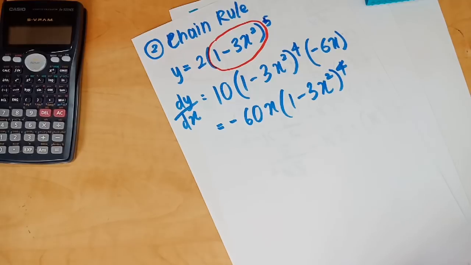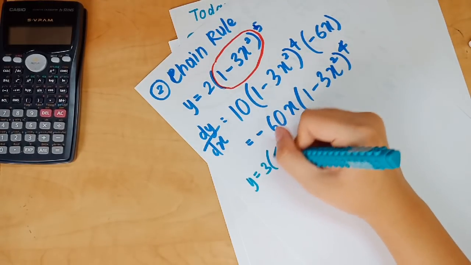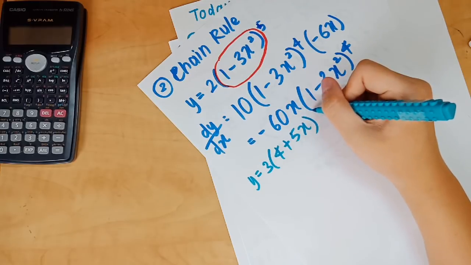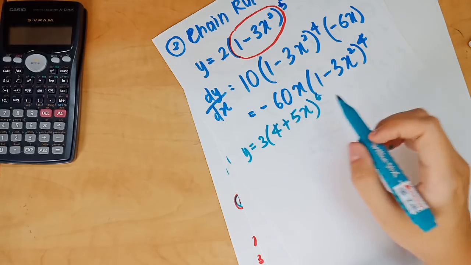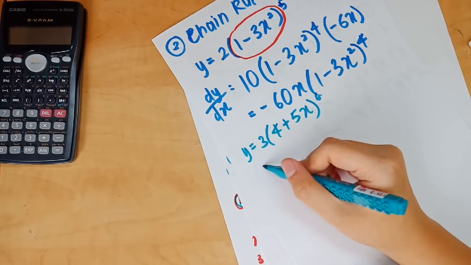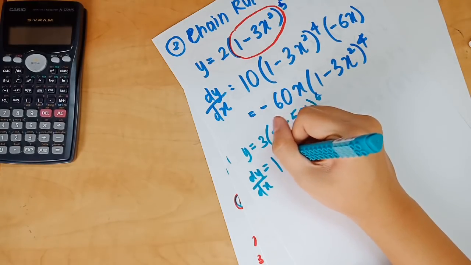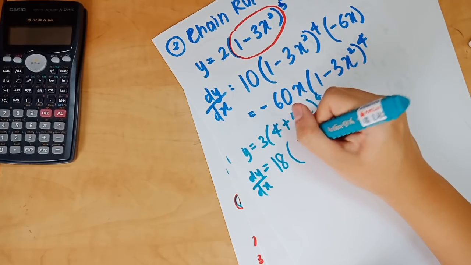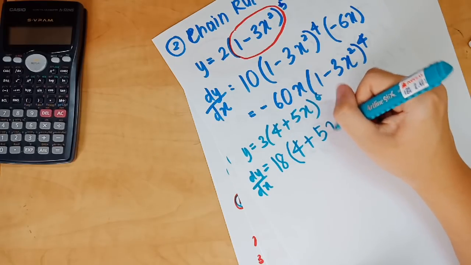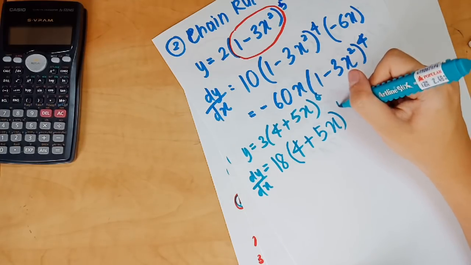Now I'll give you another example of the chain rule. Another question. y equals to 3 bracket 4 plus 5x to the power of 6. So it's the same thing again. 6 multiplied by the power. You multiply the power by the number in front. So dy dx equals to 18. And the ones in the bracket, you have to maintain it. So you have 4 plus 5x. And you have to decrease the power by 1. So here is 6. You have to minus 1, you get 5.